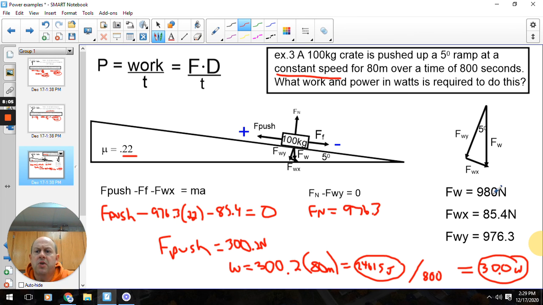Okay, so those are 3 power-related problems, and I hope that was helpful.